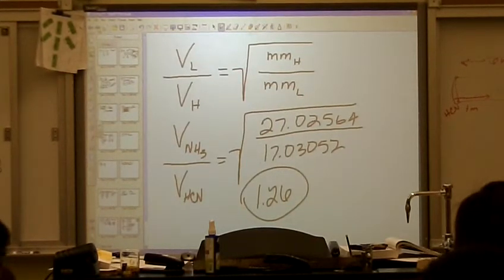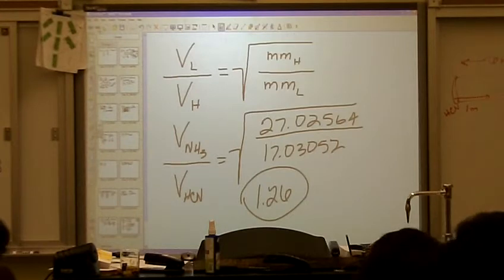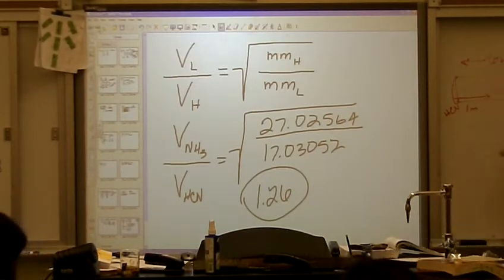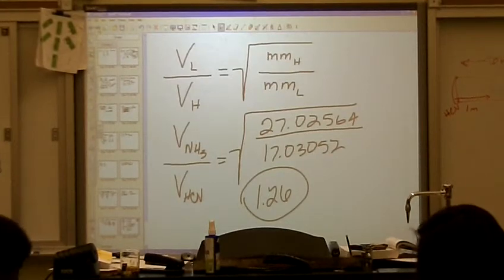The only way they could meet in the middle is if they were traveling at exactly the same speed. So it would be closer to the hydrogen cyanide side. But how could you figure out the exact location where those molecules are going to meet?